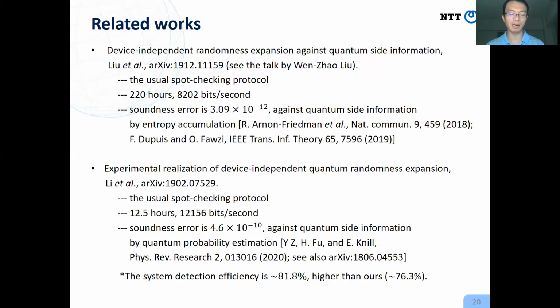On the experimental side, their system detection efficiency is about 82%. By comparing their performance with our results, we can see that by increasing the detection efficiency by a few percent, the performance of randomness expansion will increase by a lot.